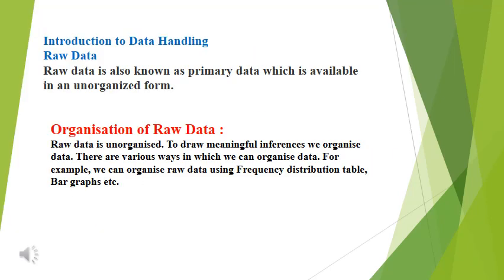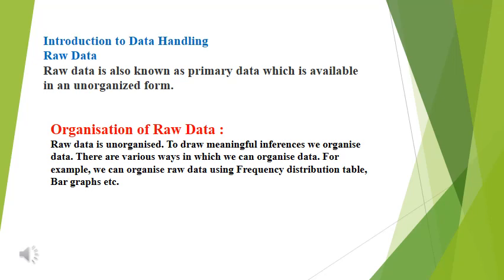So students, let's start our topic. First is the introduction of data handling. In data handling we'll learn about data. Raw data means the numerical observations collected by an observer. It is in an unorganized form, which we get as primary data.